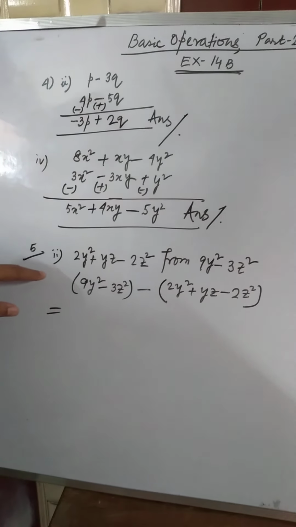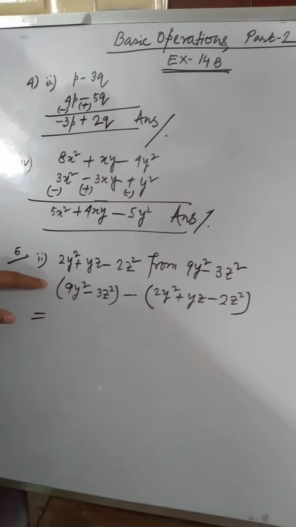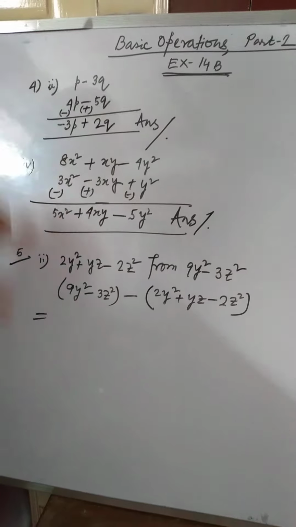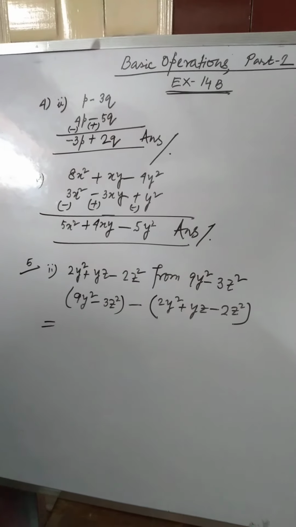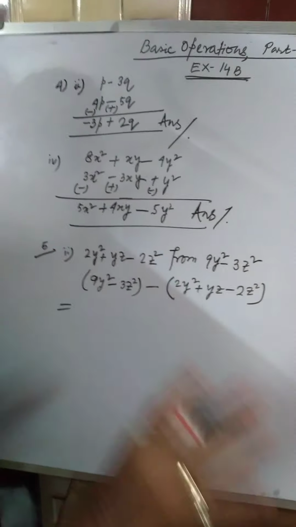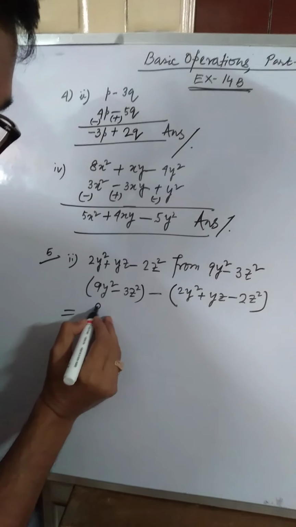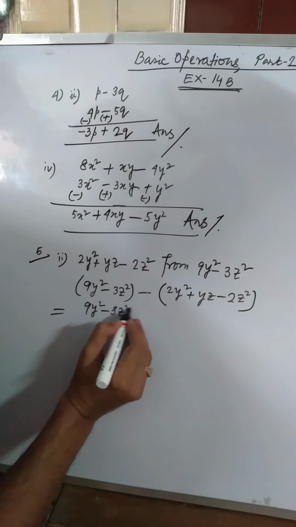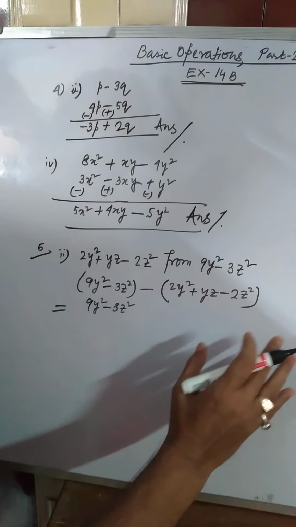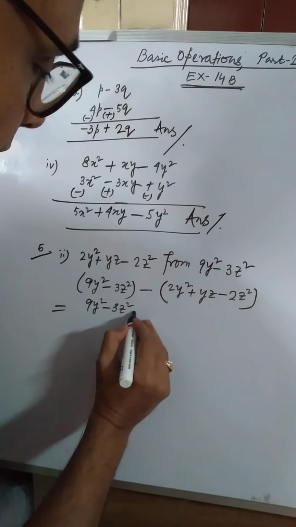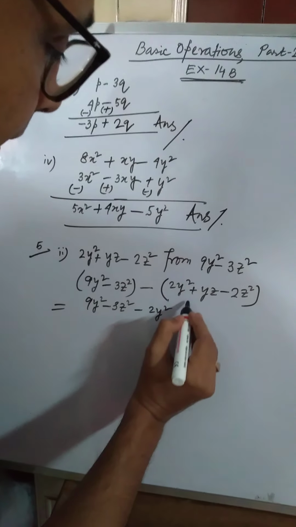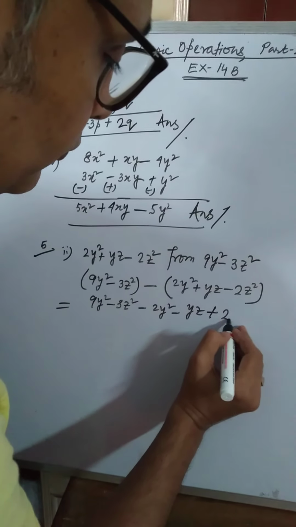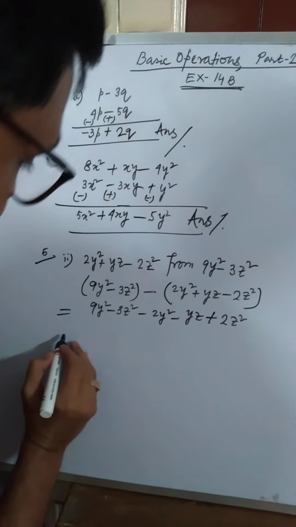It is not necessary that you have to do this kind of sum with this simplification form. You may arrange the terms in column wise and do the same operation. That's your choice. Marks will not be deducted if you do it in column wise. Now remove the bracket. 9y square minus 3z square. Now negative sign is there. Remove the bracket. Change the sign in the opposite order. So minus 2y square. Here plus is there. So minus yz. Here minus is there. So plus 2z square.